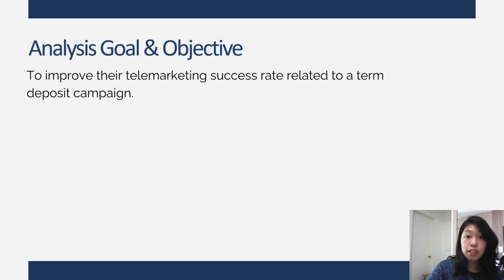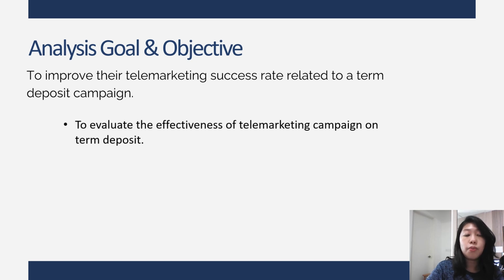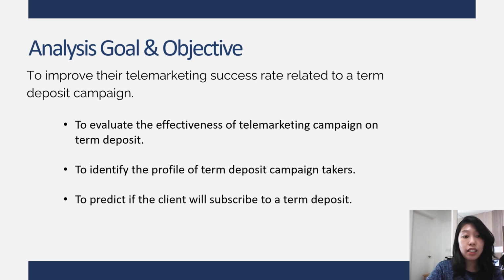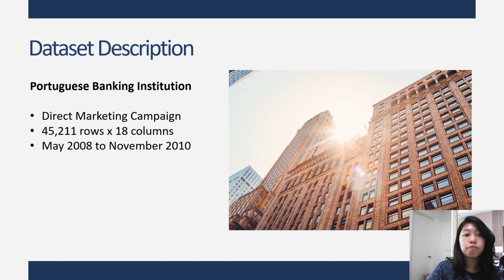So, to achieve this business goal of improving ROI, we will be focusing on how to improve the success rates. To do this, we will first evaluate the effectiveness of the telemarketing campaign on term deposit. Second, to identify the profile of term deposit campaign takers. And lastly, to predict if the client will subscribe to a term deposit.